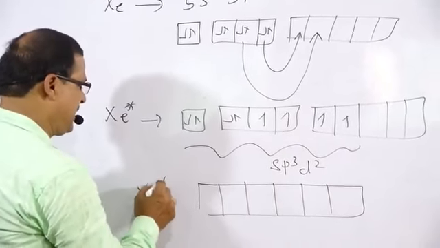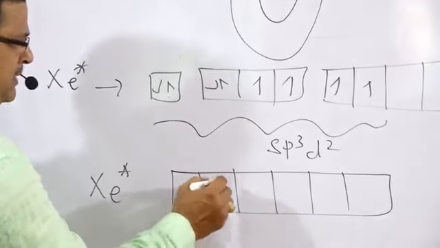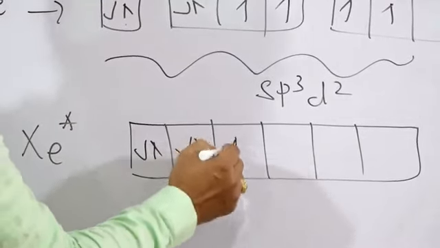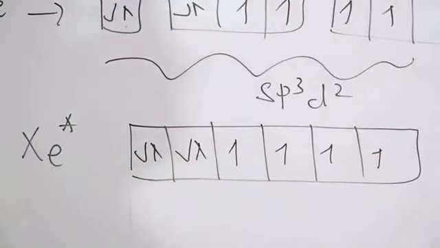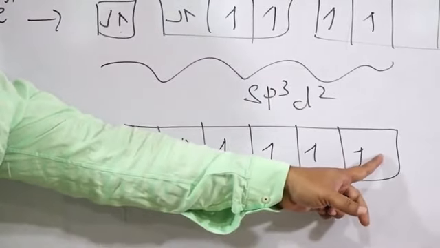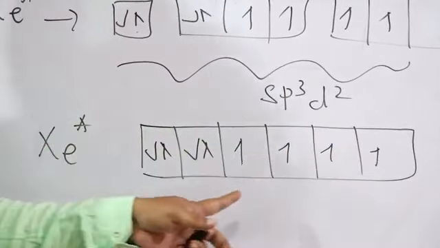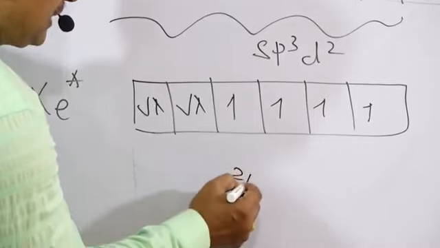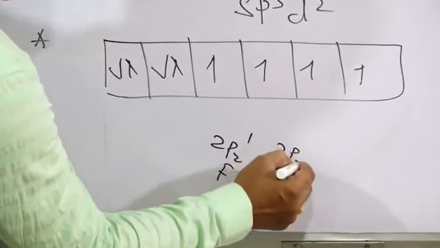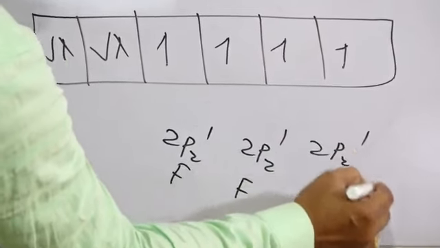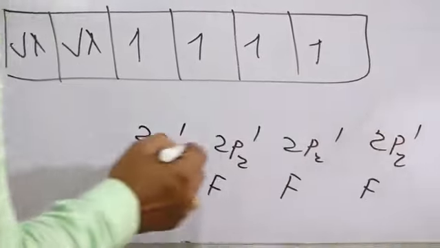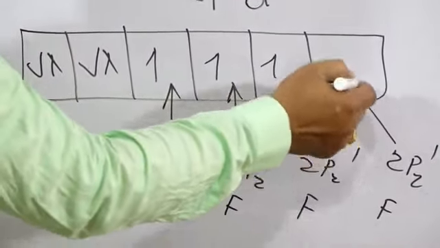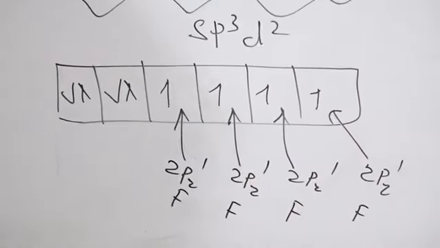That is the xenon atom excited: 6 electrons, 6 hybrid orbitals, 1 pair, another pair, and 4 unpaired electrons. These 4 unpaired electrons present in the hybrid orbitals are responsible for the formation of bonds with the fluorine atoms, each with 2pz1. By mutual sharing of these electrons, they form xenon tetrafluoride.